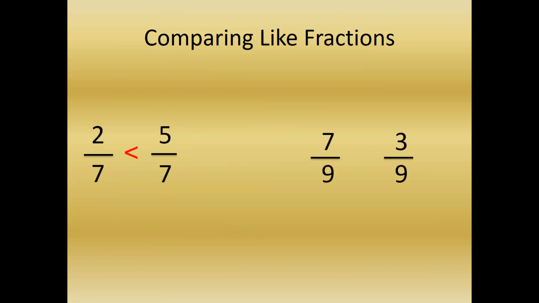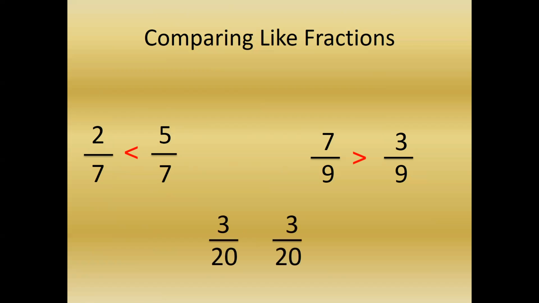So let's try another one. We have 7/9 and 3/9. Our denominators are the same, so we have to look at the numerators. 7 and 3. Which one of them is greater? 7. So 7/9 is greater than 3/9.